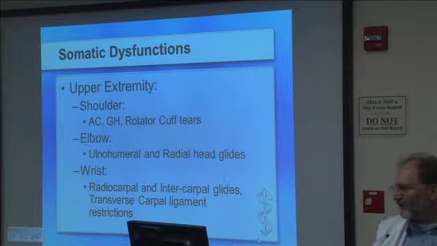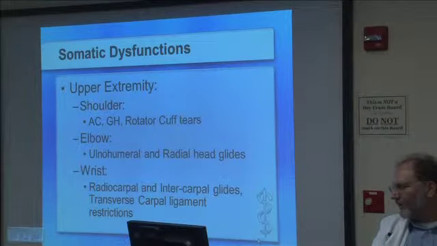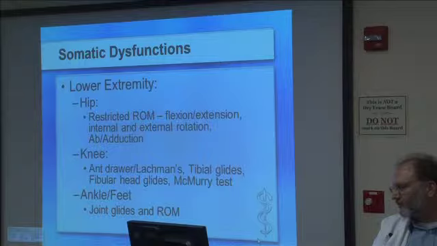So again, extremities, you want to be thinking about the AC, the glenohumeral joint, the rotator cuff, elbows, and the wrist. Lower extremity, hip range of motion restrictions, knees, different special tests, and the glides of your feet and ankles.